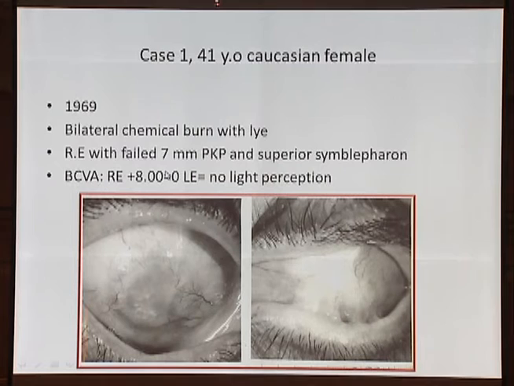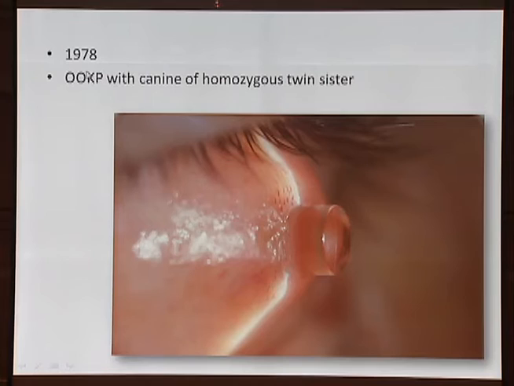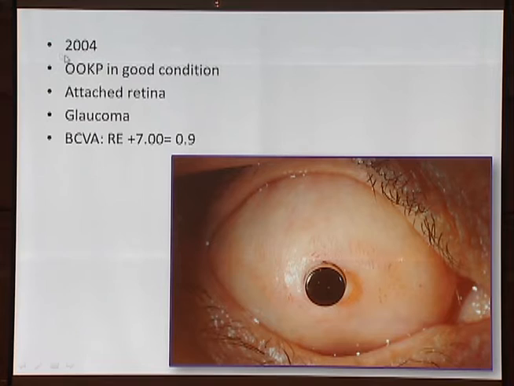Best corrected visual acuity on the right eye, of course, light perception on the right and no light perception on the left. So Dr. Temprano decided to use the canine of a homozygous twin sister. That was in 1978. And this is the last picture that we have of the patient in 2004 with OOKP in good condition. The retina is attached. The patient has glaucoma, but has very good visual acuity of 0.9.